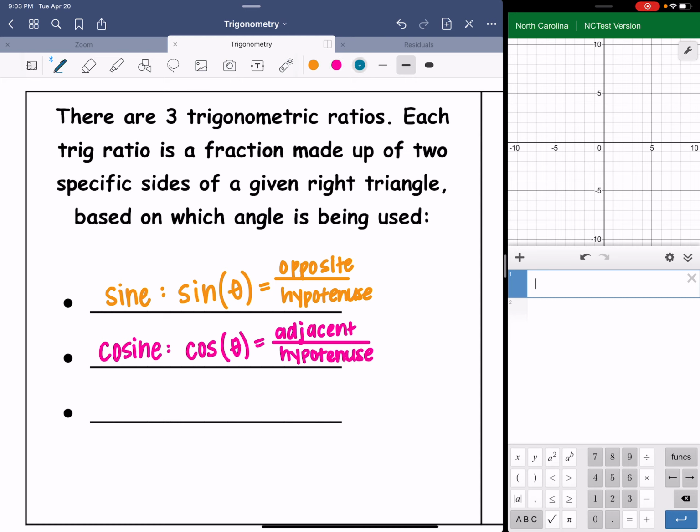And finally, we're going to talk about the tangent ratio. Tangent is abbreviated TAN. So the tangent ratio of some angle theta is the opposite side over the adjacent side.